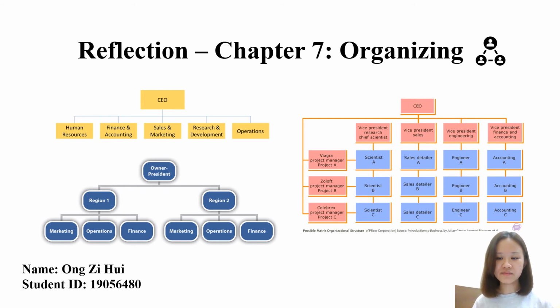I am always fully prepared to learn new topics for MGT 1014. However, Chapter 7, organizing, just leaves a big impact on me. Previously, I always assumed that all organizations implement a functional approach. However, after the lessons, I've realized that there are different types of organizational structure, which are functional, divisional, and matrix.